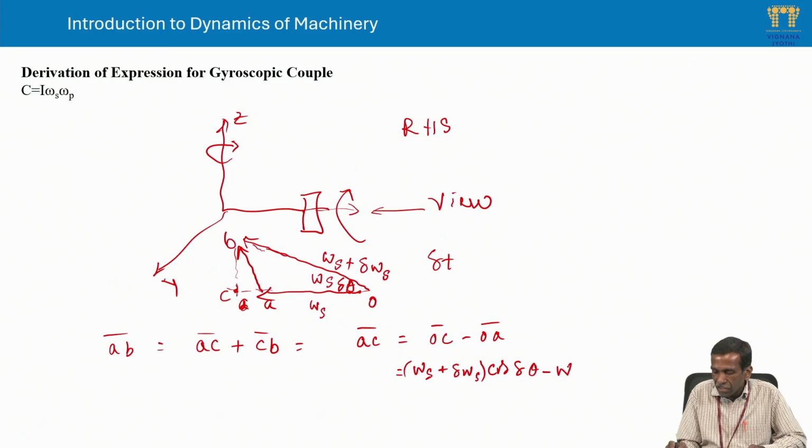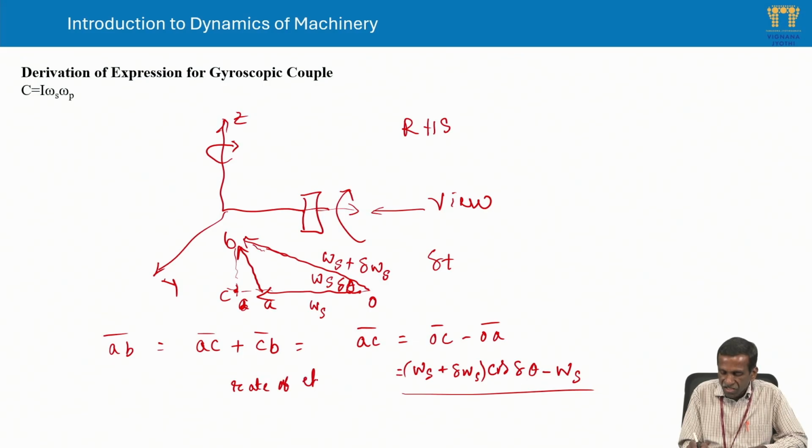OA is the initial angular velocity of spin, so this is omega s. This is the change in angular velocity. I want to find the rate of change in angular velocity, so I need to divide it by the time.